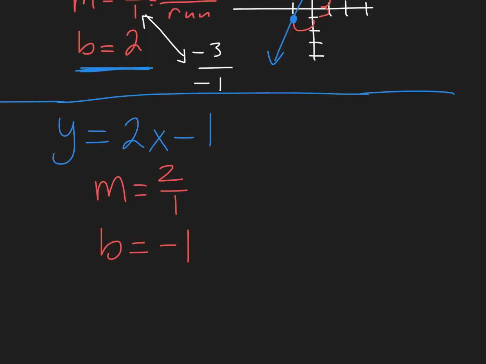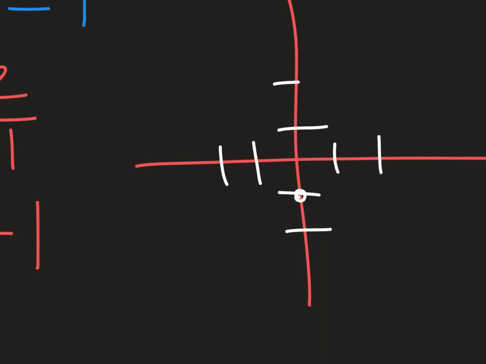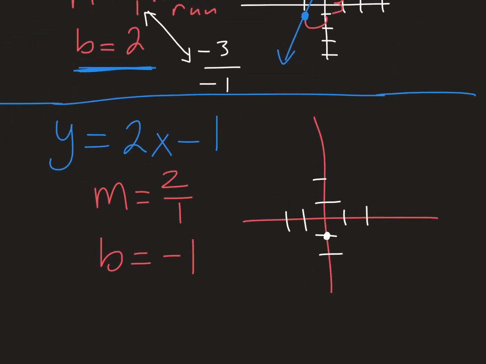Negative 1 for y. Down here, negative 1. Now up 2 over 1, up 2 over 1, up 2 over 1, up 2 over 1. So now just connect it with a line. Okay. So most people, after we figured out the negative situation, put our value here.